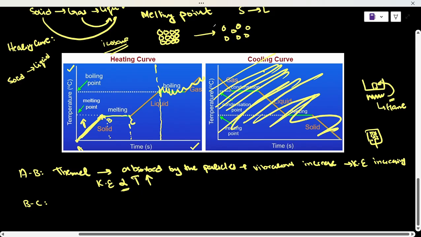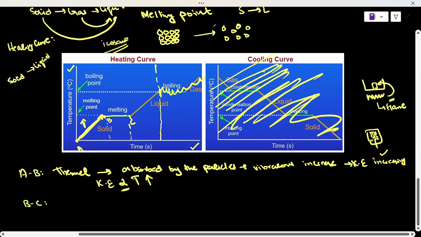Now let's backtrack. Before I tell you anything, you can already make deductions. How? What did I tell you in the first part? Temperature increases when kinetic energy increases. So if temperature is constant, that means kinetic energy is also constant. Kinetic energy is also not increasing, right? Because in the previous part, kinetic energy was increasing and that's why temperature was increasing. Here, temperature is constant, so kinetic energy is also constant.